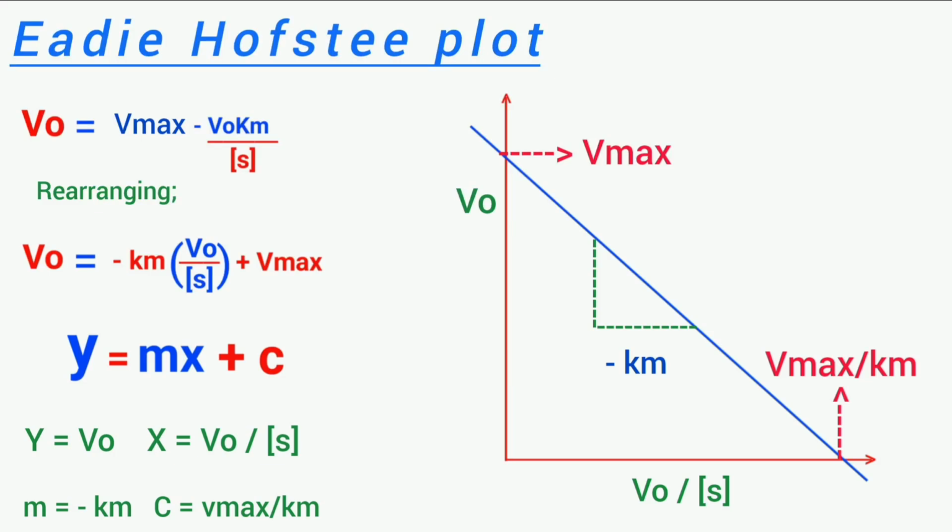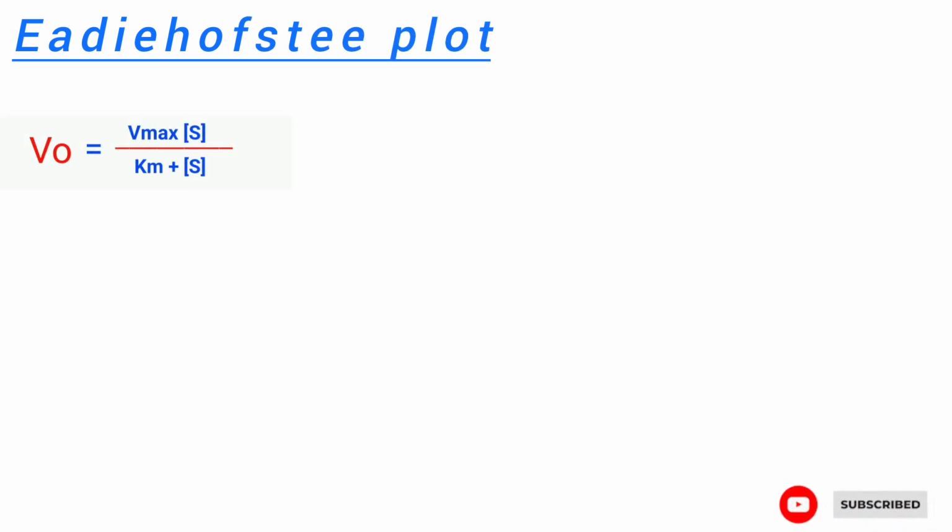In this video, we'll be talking about the Eadie-Hofstee plot and how the Eadie-Hofstee equation is derived from the Michaelis-Menten equation. From the Michaelis-Menten equation, we have that V0 is equal to Vmax times substrate concentration over Km plus substrate concentration.